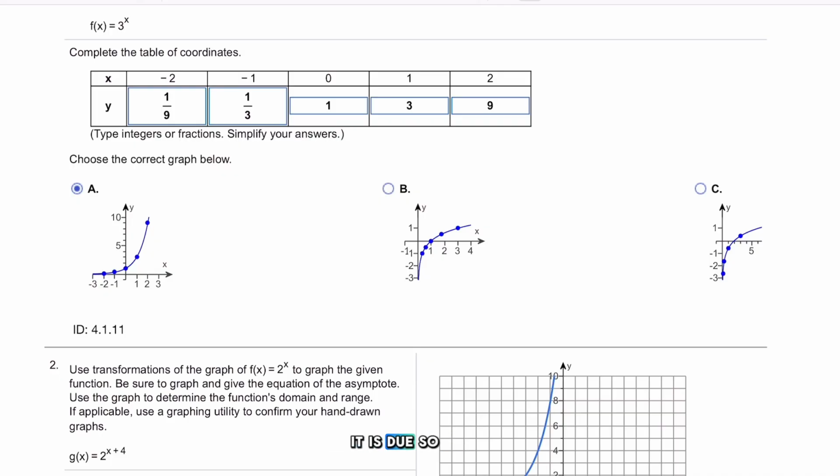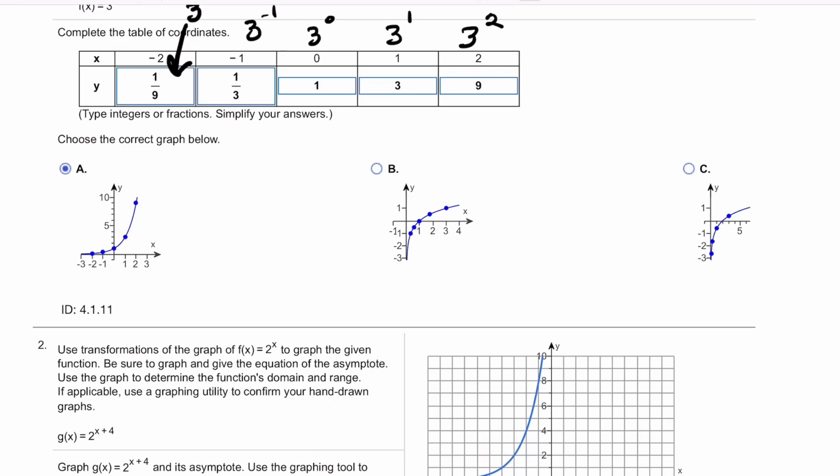It is due. So for the first problem in your homework, you have an exponential. So you are just taking the x value as your power. So 3 to the negative 2, 3 to the negative 1, 3 to the 0 power, 3 to the first, and 3 to the second. And then you just have to use the graphing tool to graph those points on the exponential.